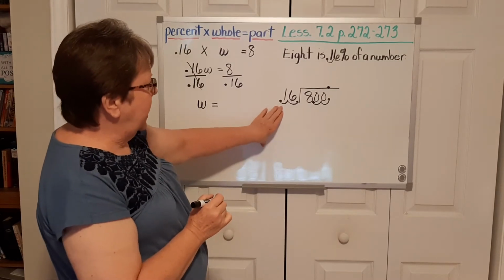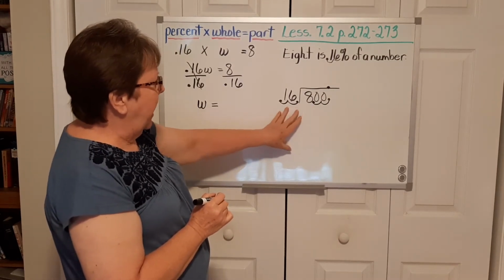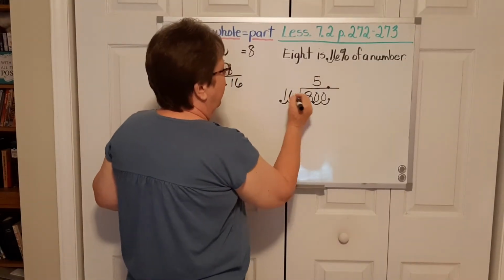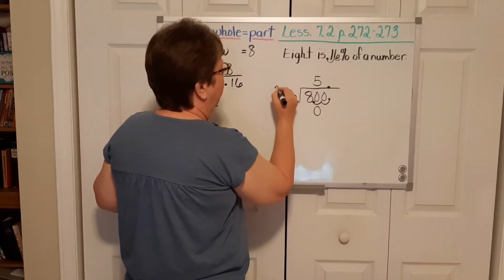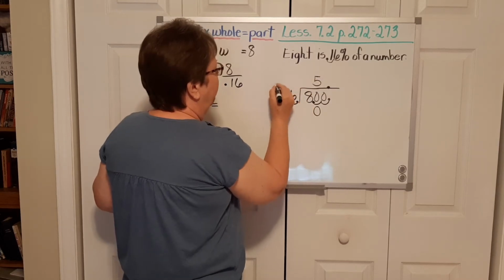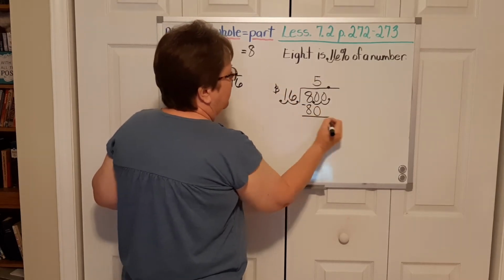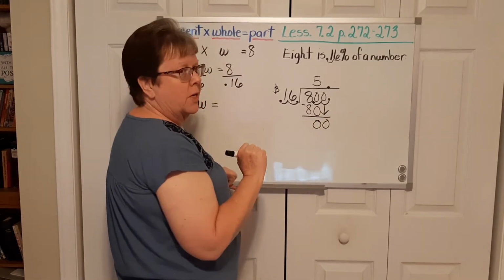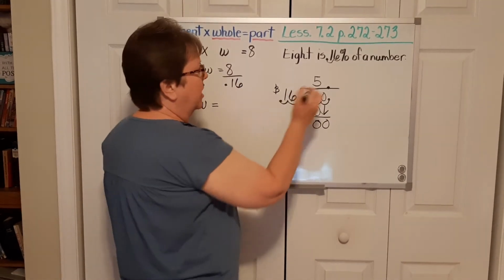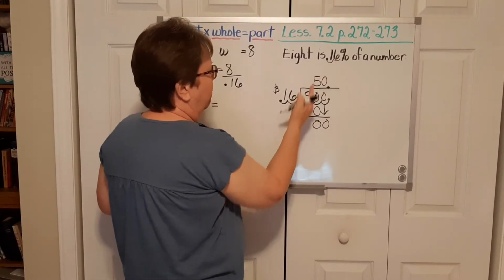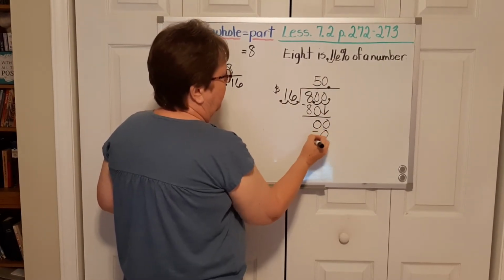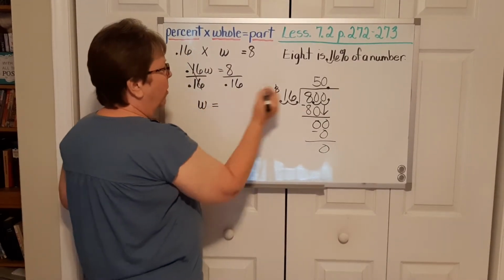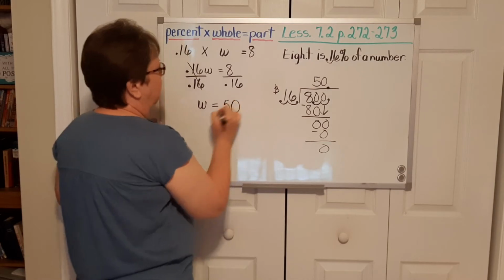Now, 16 can't go into 8, but 16 can go into 80 5 times. 5 times 6 is 30, 0, carry our 3. 5 times 1 is 5, plus 3 is 8. If I subtract, I get 0. Then I'll bring down my last number, which is a 0. 16 can't go into 0, so I put a 0 here. And 0 times 16 is 0. So there's our answer. Our whole number is 50.